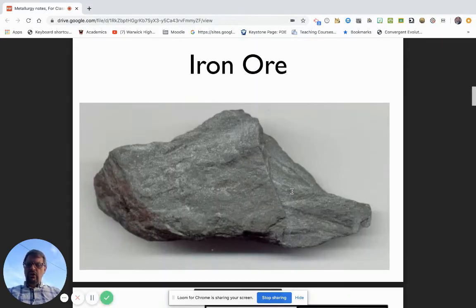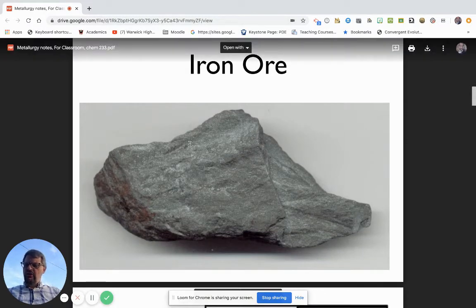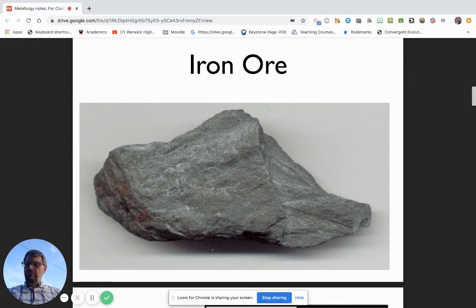Here's an example, iron ore. As the name suggests, iron is contained in this rock. If you do certain things to it, you can get the iron from the rock. So that's iron ore.